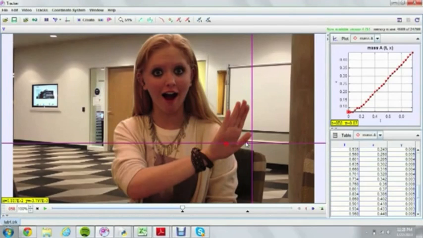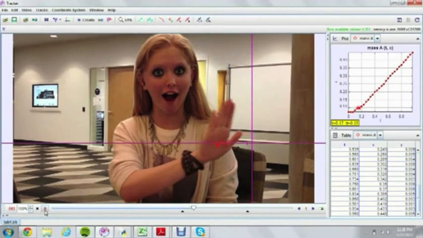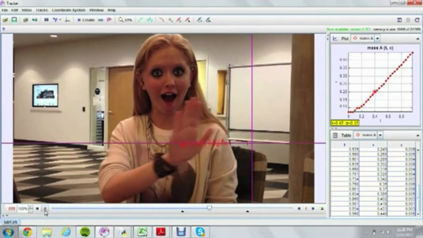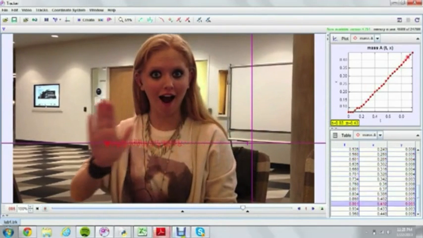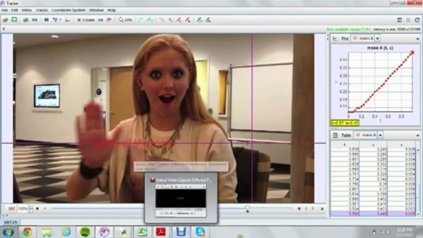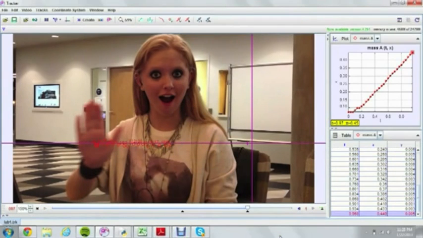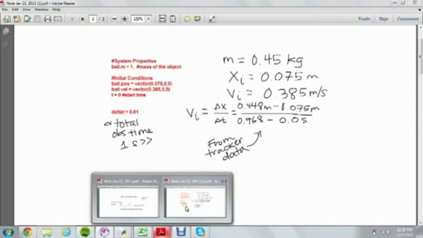The time length for the frame is about 1/30th of a second. The total clip time is around 1 second. The last frame was before her hand completely stopped. To predict the motion, I needed the mass of her hand, which I took to be 0.45 kilograms.